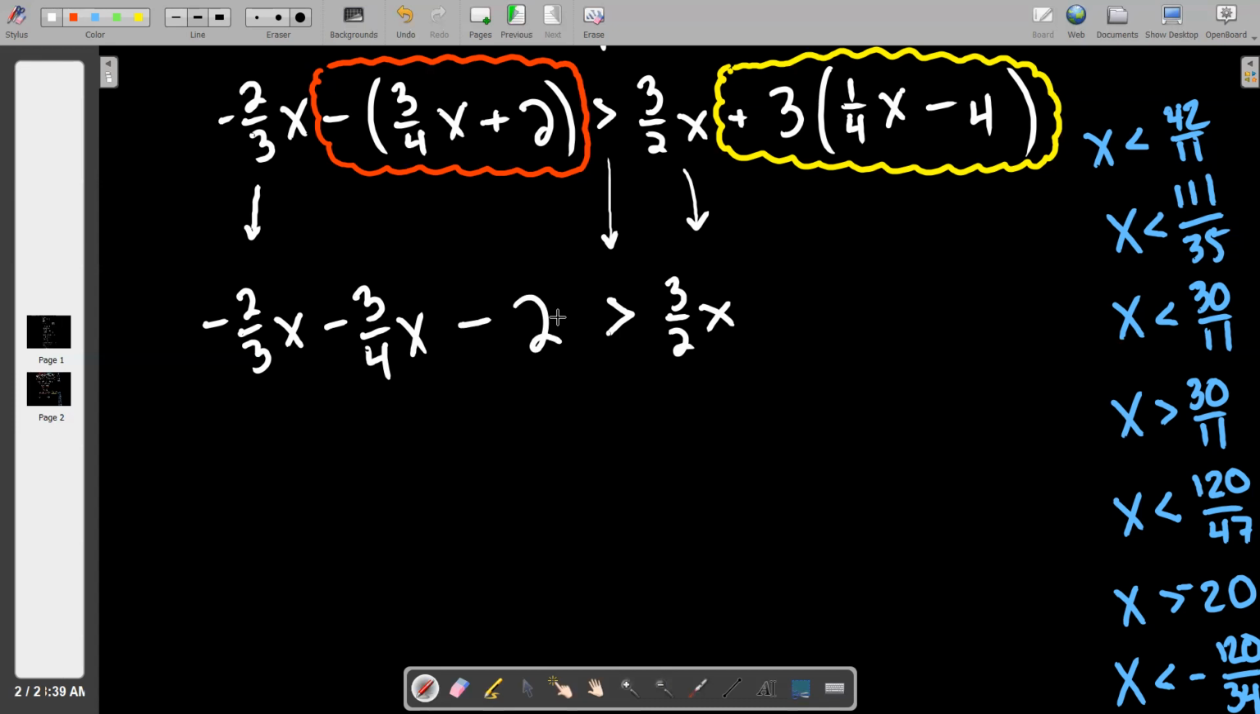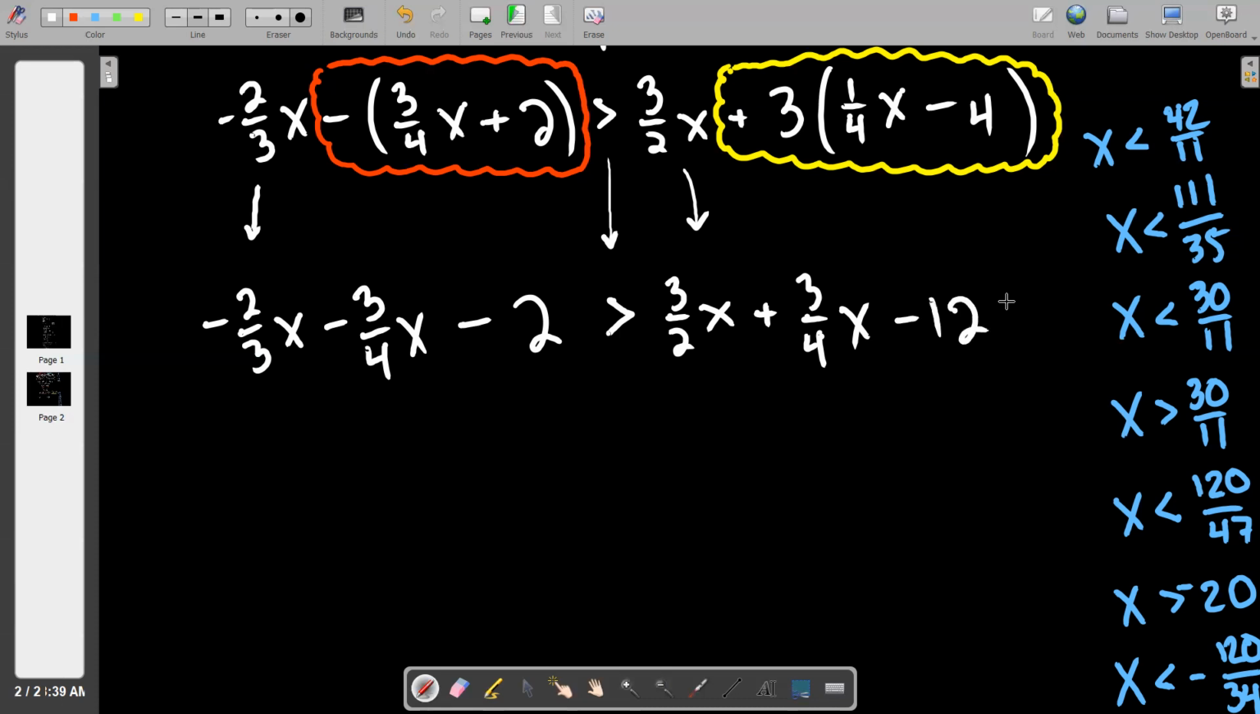If you're still missing that, I would say you got to get your head in the game. We got to be done. I said that earlier. And then on the right side, this is the kind of distribution that we don't like. But once we get confident with it, we realize that, oh, this is easy. I just stick the 3 over the 4, slap an X on there. Easy. And then the 3 and the -4 make a -12.